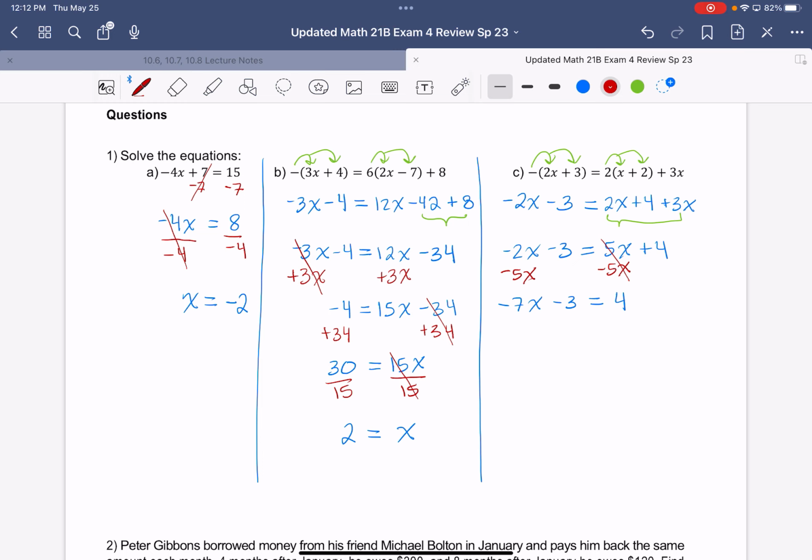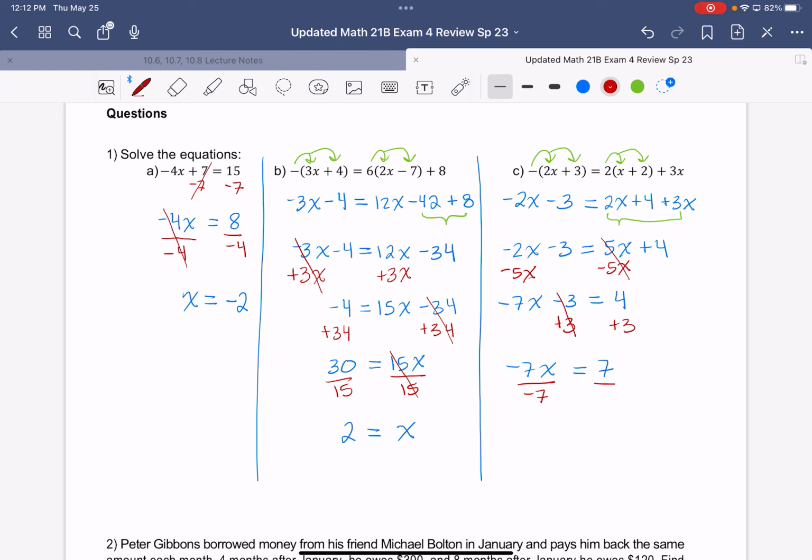Still continuing to get x alone, we now add 3 to both sides of the equation. That way the 3's cancel. You're left with -7x equals 4 plus 3 is 7. And lastly, to get x alone, divide both sides by not just 7, but -7. The negatives need to cancel out as well. You're left with x equals 7 divided by -7 is -1. Any questions here, guys?